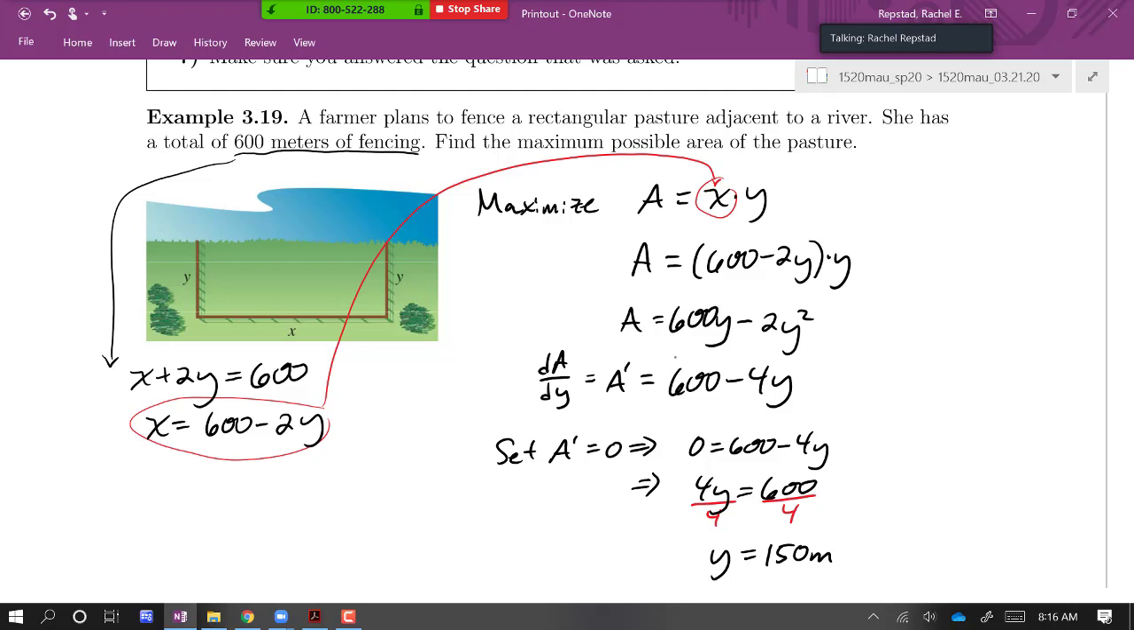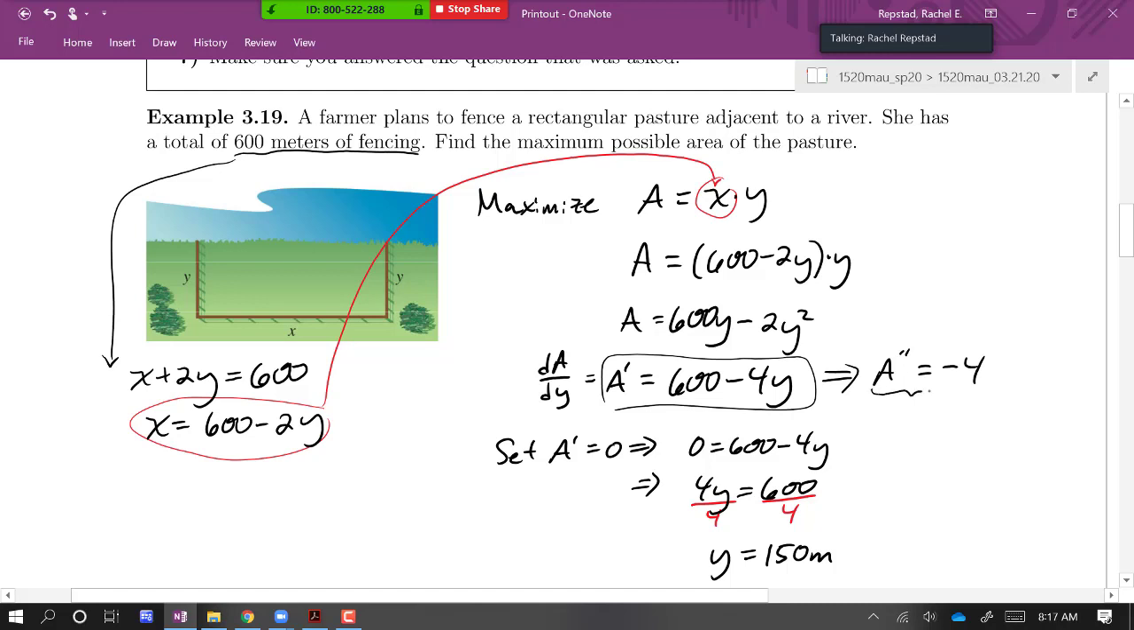So look at A prime here. A prime is 600 minus 4y. I'm going to just find the second derivative. A double prime is constant. It's negative 4. The second derivative is always negative, which means that A is always concave down. That means that at y equals 150, it has to look like this, right? Which means that y equals 150 gives a maximum.